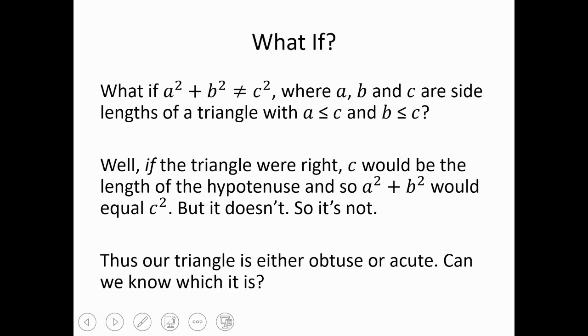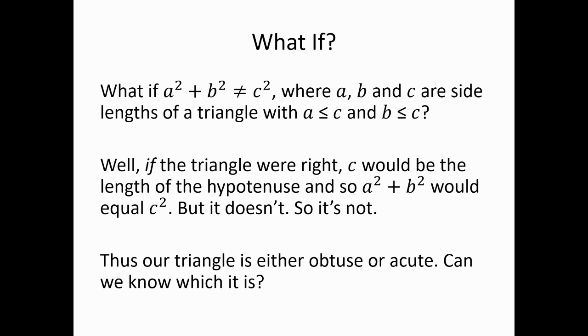So let's say we knew that a squared plus b squared was not equal to c squared, where a, b, and c are side lengths of a triangle, and c is at least as great as either a or b. That is, a is less than or equal to c, and b is less than or equal to c. Or if you like, just imagine that we've placed a, b, and c in order and c comes last. Okay, so what do we know if a squared plus b squared is not equal to c squared?